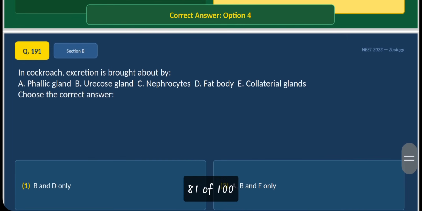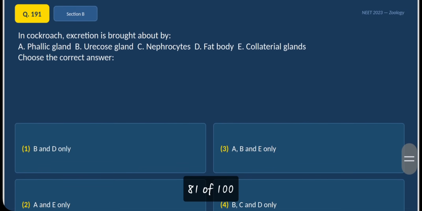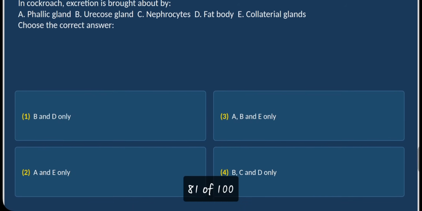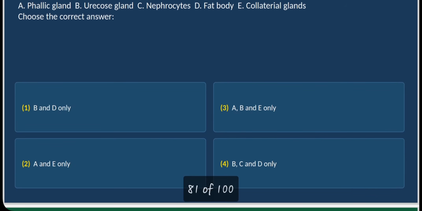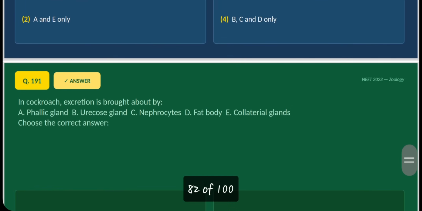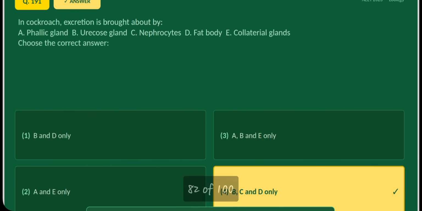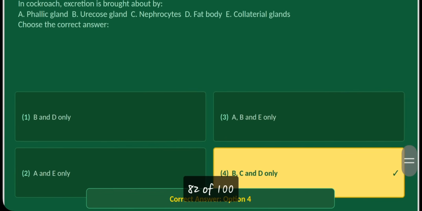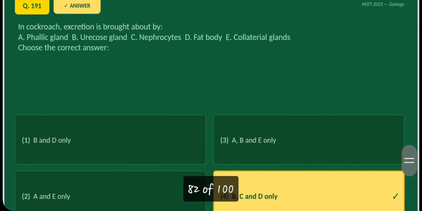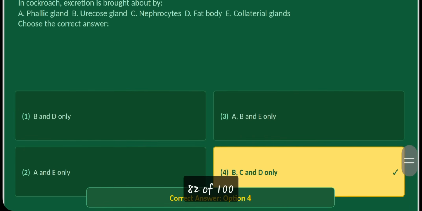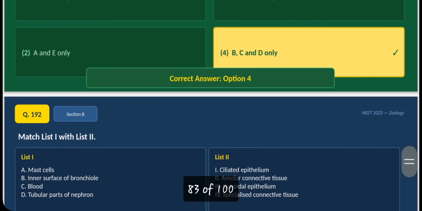In cockroach, excretion is brought about by phallic gland, uricose gland, nephrocytes, fat body, collateral glands? So it is structure of cockroach. You have to look into that. The correct answer for this is B, C and D only. Phallic gland is not involved, but uricose gland, nephrocytes, fat body, they are all involved in excretion. Collateral gland and phallic glands, they are not involved in excretion. B, C and D are the correct option.